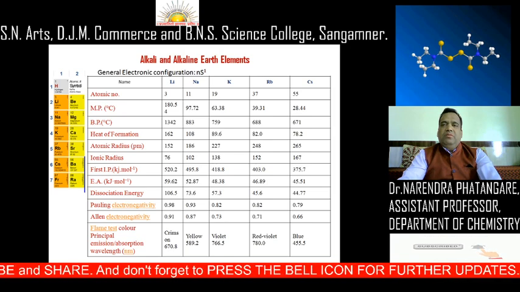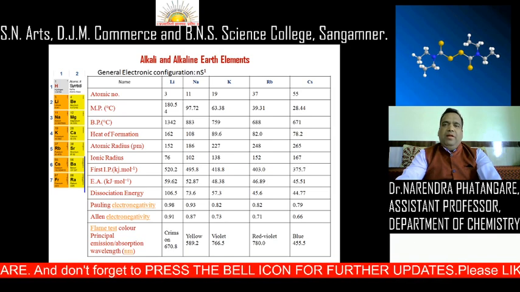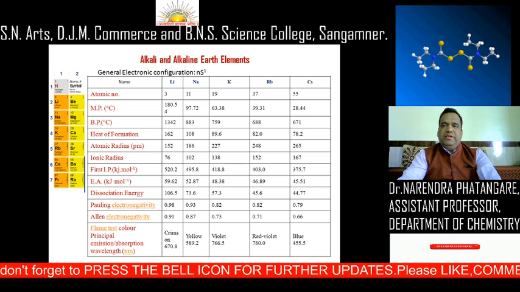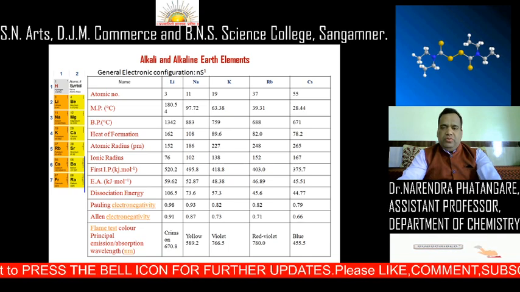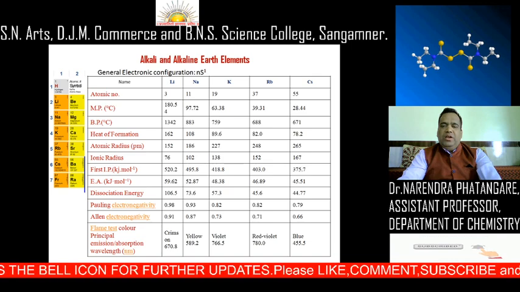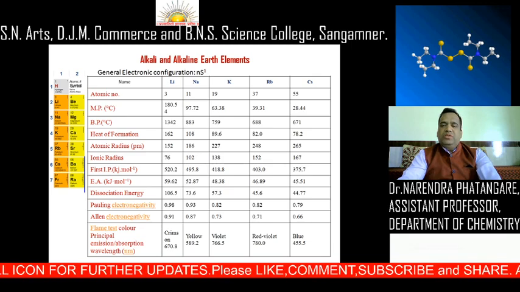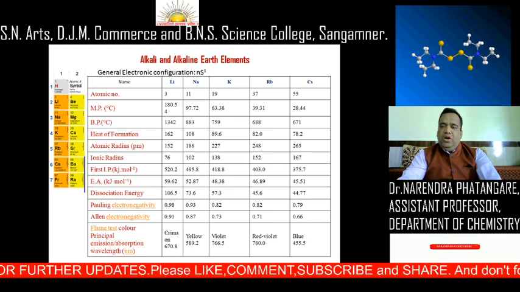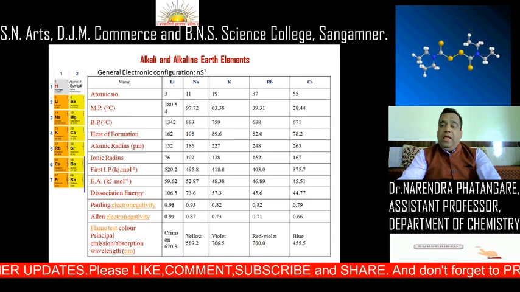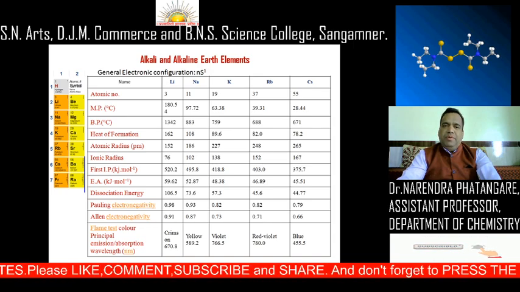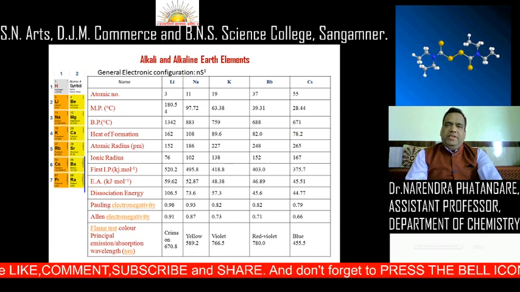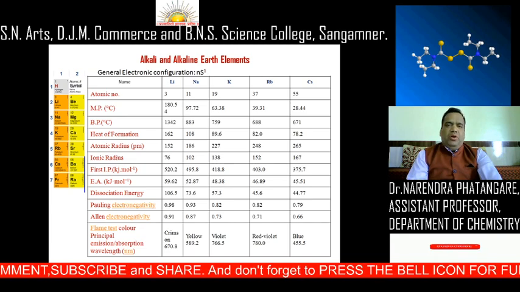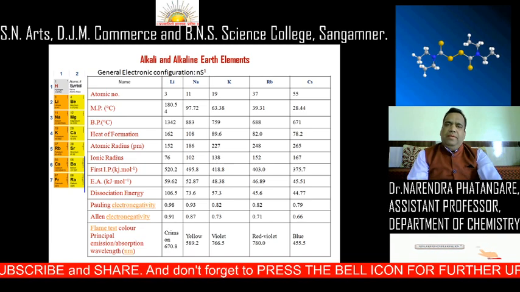Lithium shows the maximum wavelength at 670, sodium shows at 589, while potassium shows 766, rubidium shows 780, and cesium shows at 455. So this is all about the periodic trend of alkali elements.